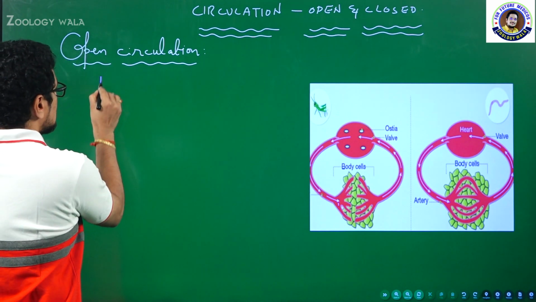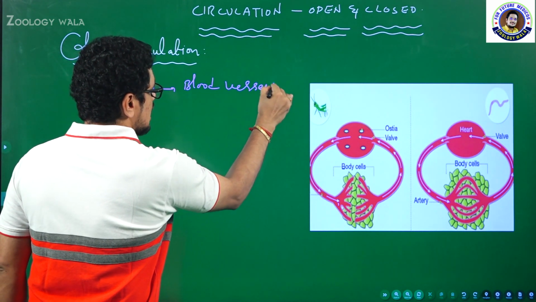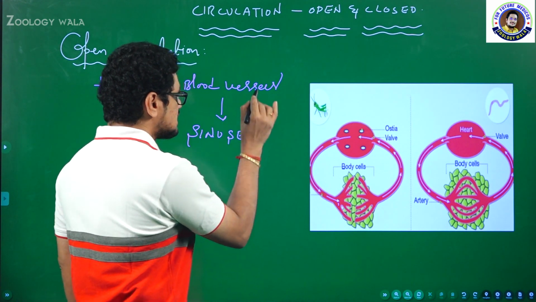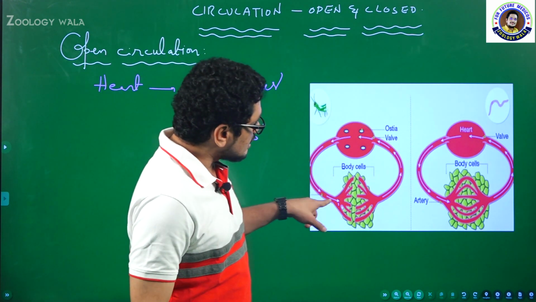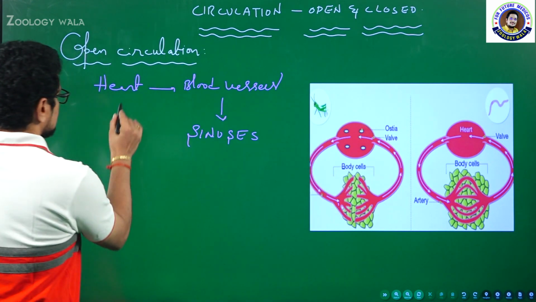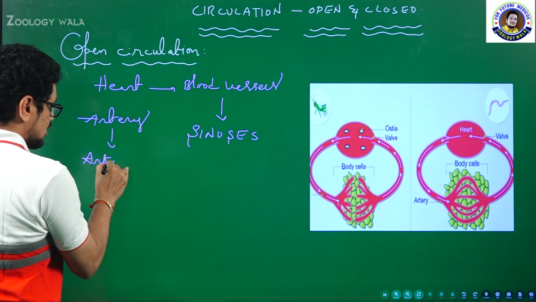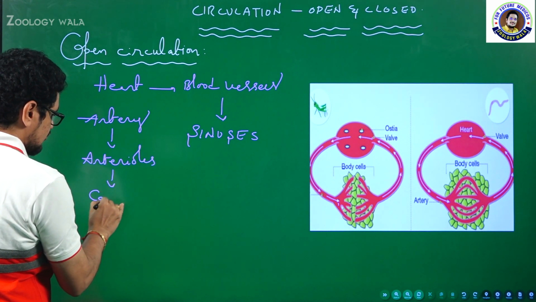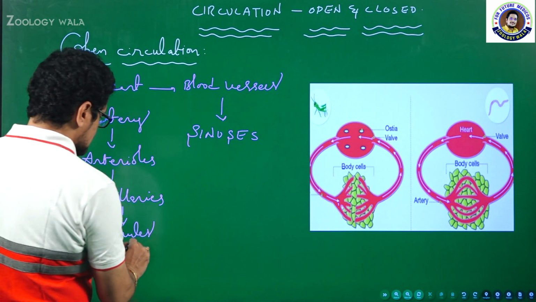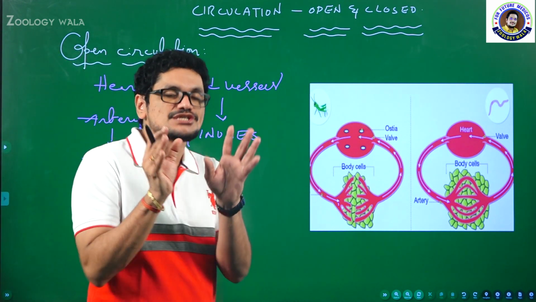For example, in open circulation, blood comes out from the heart through blood vessels, and the blood vessels directly open into the empty space in the body, which is called a sinus. Sinus is singular; sinuses is plural. From the empty spaces, the blood is again collected by another set of blood vessels. In the normal course, an artery divides into fine branches called arterioles. Arterioles finely divide to form capillaries. Capillaries combine to form venules. Venules again combine to form veins. That is how the course of circulation takes place in the body.